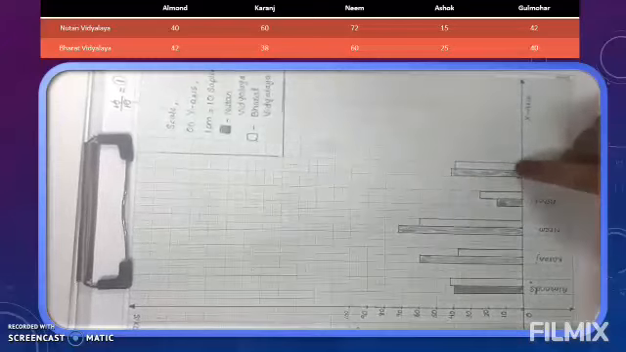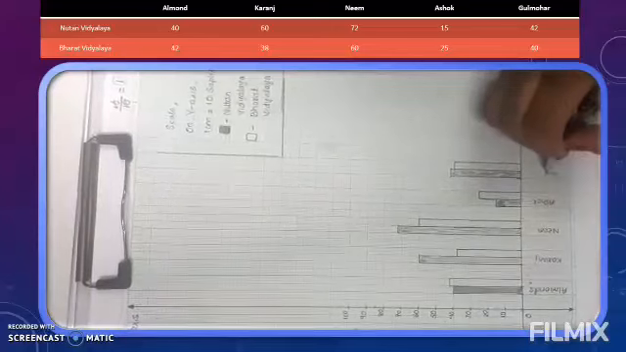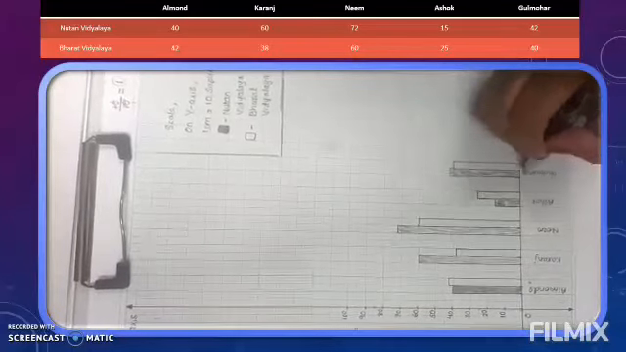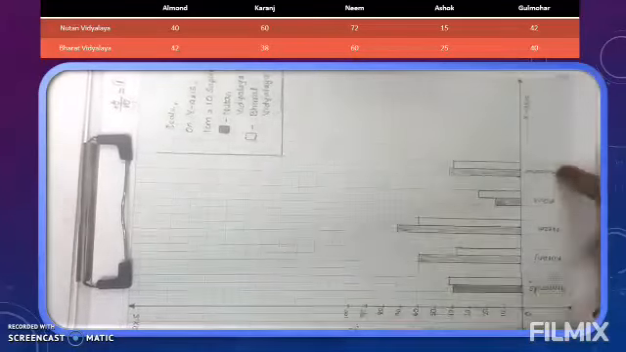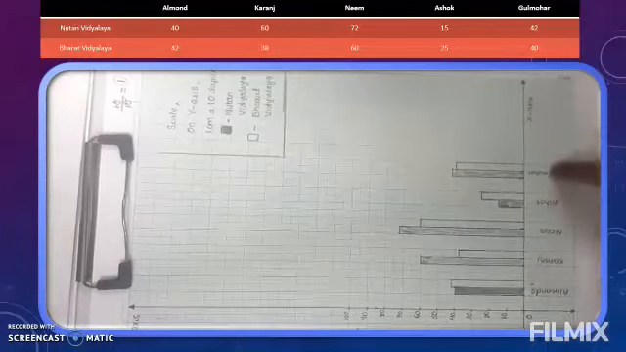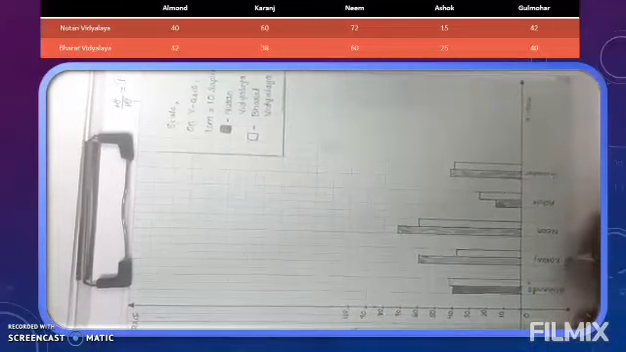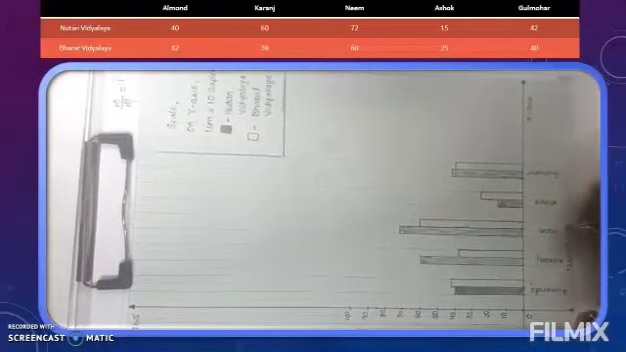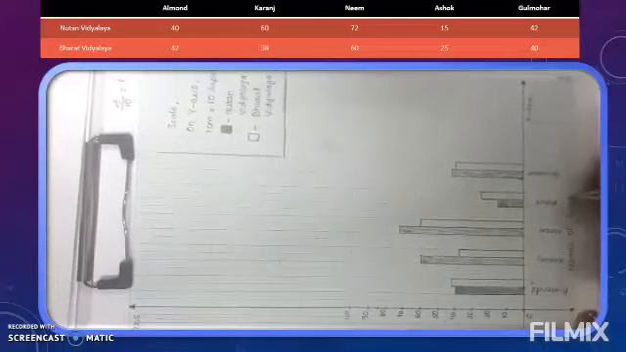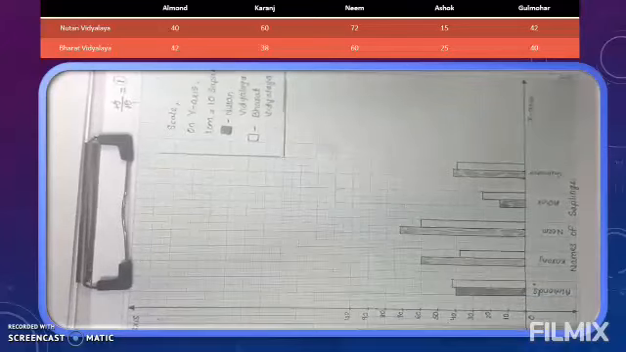Now these two bars are showing information about Gulmohar. So here you will write Gulmohar. Clear? Now these all are what? These Almond, Karanj, Neem, Ashok, Gulmohar, these all are names of saplings. So here after writing all this, finally we will write names of saplings. So our graph is done.